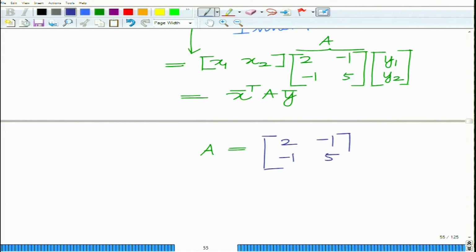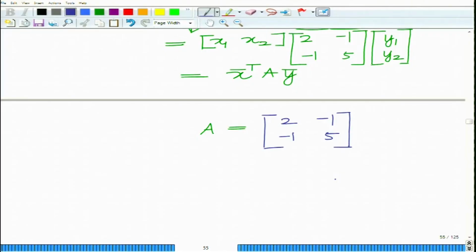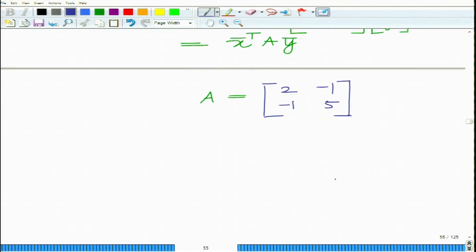You can see that this is basically another way of writing the inner product that we have just defined. And now you can show a very interesting property of this matrix. In fact, this matrix A is a positive definite matrix, all right. So, you can see that this matrix A is a positive definite matrix.